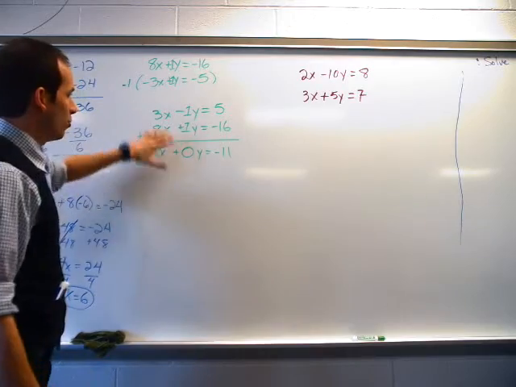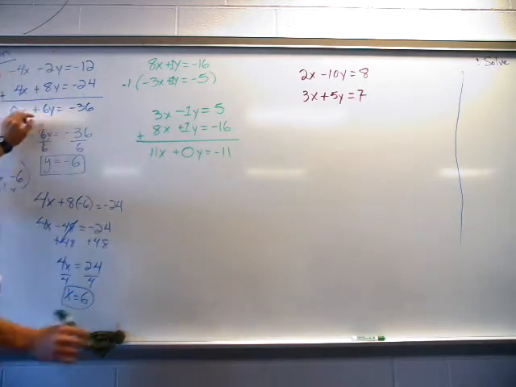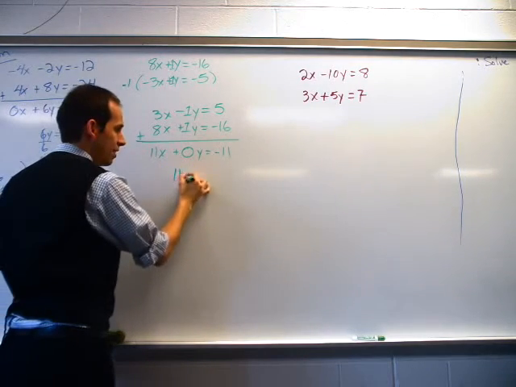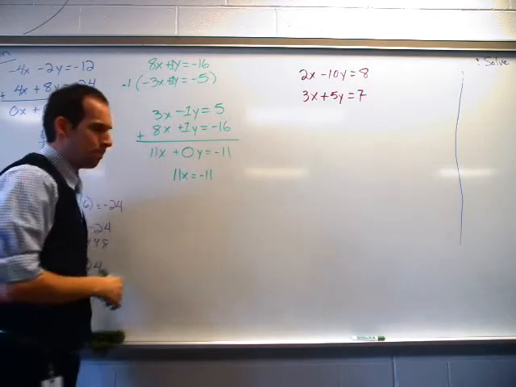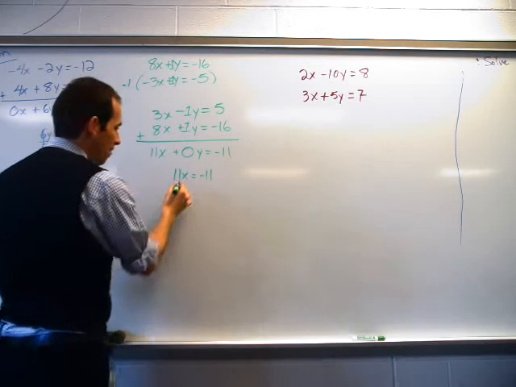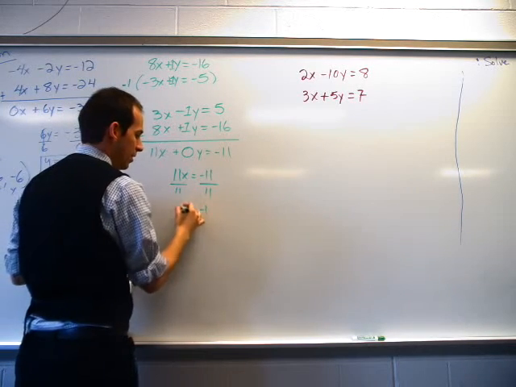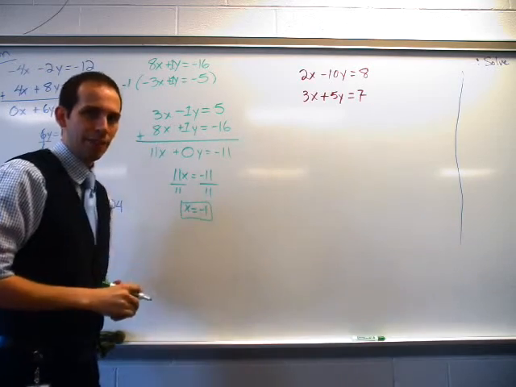Brilliant. It has worked out great. We have our eliminated variable. I'm excited. Let's go on. So this is 11x equals negative 11. We're going to divide both sides by 11 in order to get x by itself. I get x equals negative 1. Boom! I have half the answer.